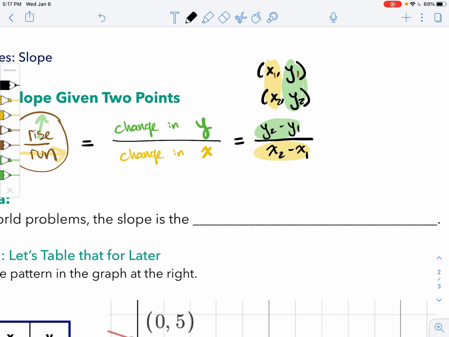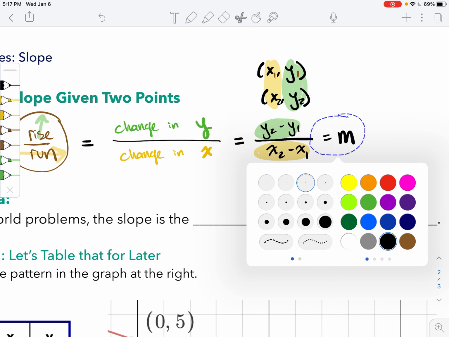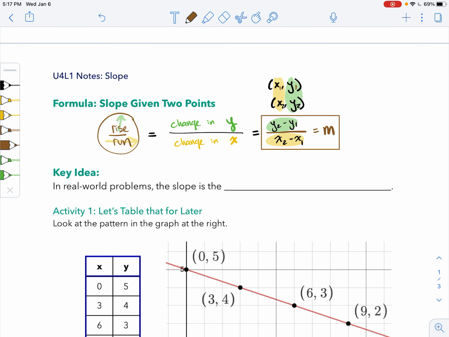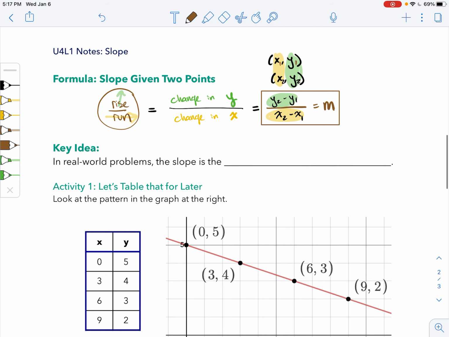We say that slope is equal to m. We use the letter m for slope. If you really want to know why, you can ask me in class. So the short answer is no one knows, but we have some good guesses. Okay. All right.